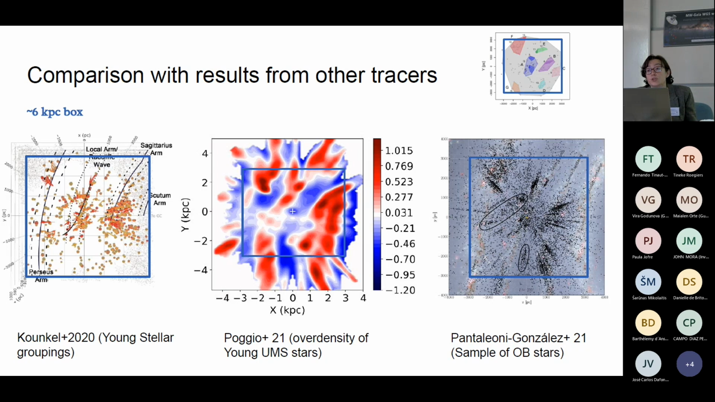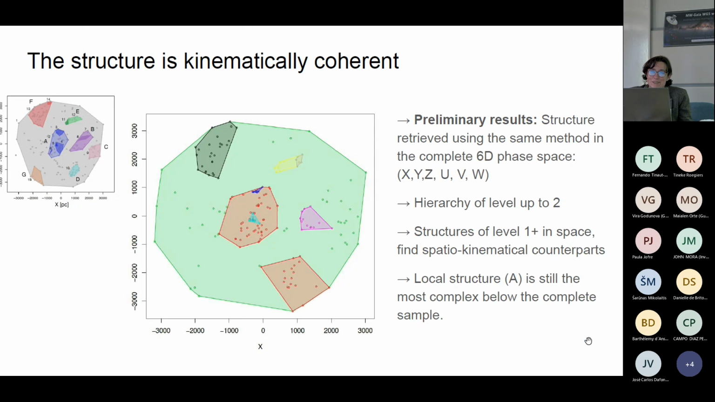The one in the middle shows the overdensity of young upper main sequence stars, and the one on the right shows a sample of OB stars by Pantaleoni González. And the structure we find is mainly on the overdensity of all these other tracers, but there's, of course, some difference that when we have more time, or maybe if I finish early, we can discuss with a bit more detail.